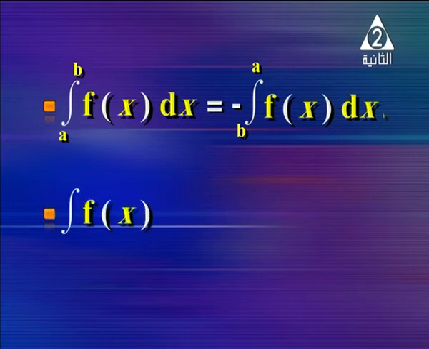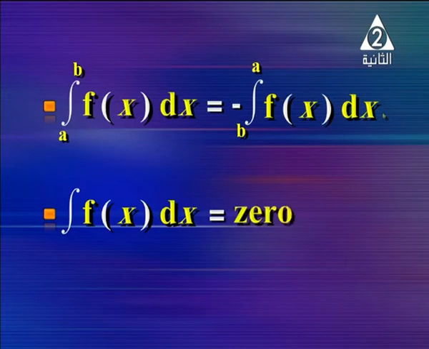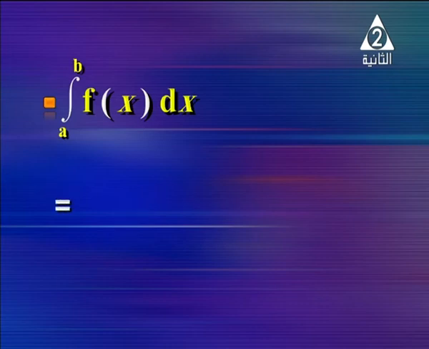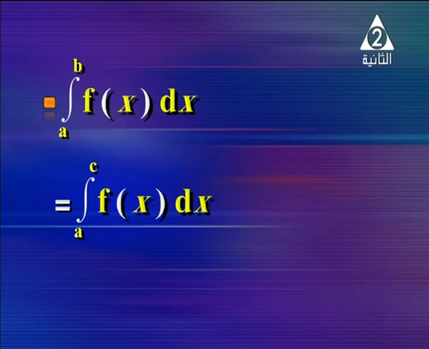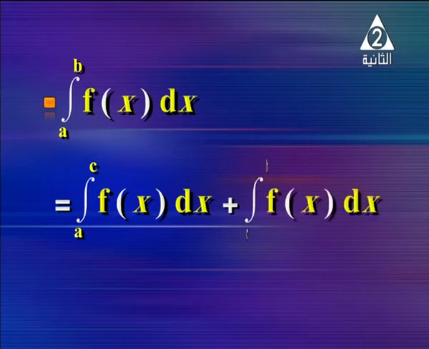Number 2, the integration of f of x dx from a to a equals 0. The integration of the function f of x with respect to dx from a to a equals 0. Number 3, the integration of f of x with respect to dx from a to b equals the integration from a to c of f of x dx plus the integration from c to b of f of x dx. Remember, c belongs to the open interval a, b.